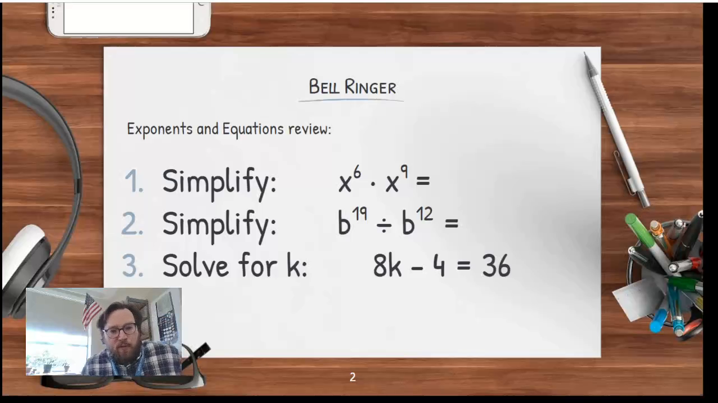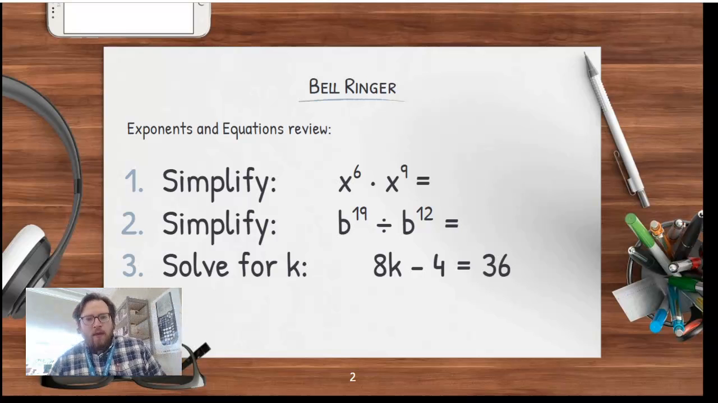Okay, I'm back, folks. Printing some stuff out for you. Okay, first one, x to the 6th times x to the 9th. I can't write on this, so sorry. You just have to deal with it. Same base. When you're multiplying exponents with the same base, you add the powers. X to the 6th times x to the 9th is x to the 15th.